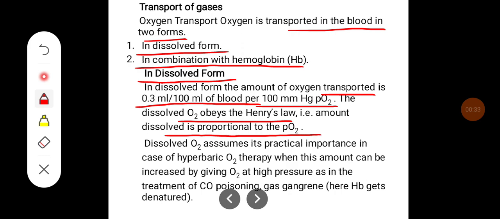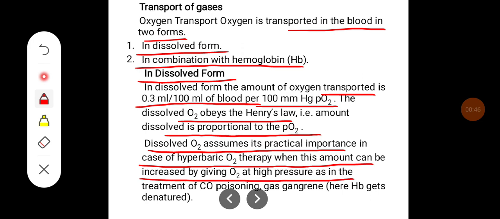Dissolved oxygen assumes its practical importance in cases of hyperbaric oxygen therapy, when this amount can be increased by giving oxygen at high pressure, as in the treatment of carbon monoxide poisoning and gas gangrene. Here, Hb gets denatured.